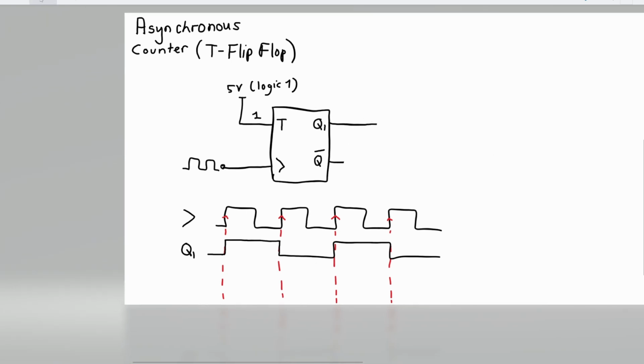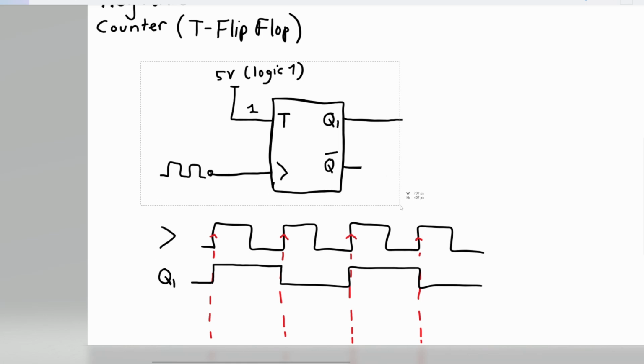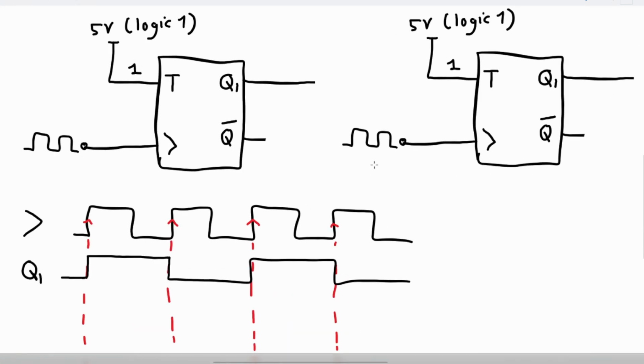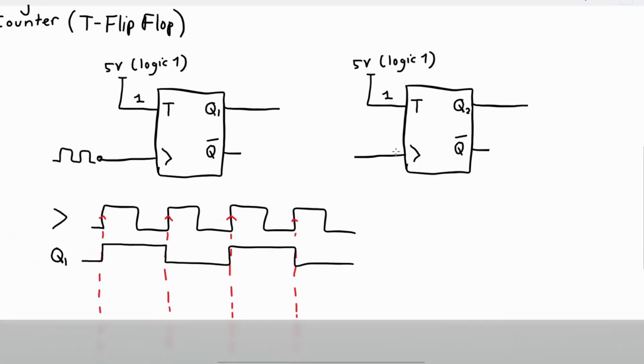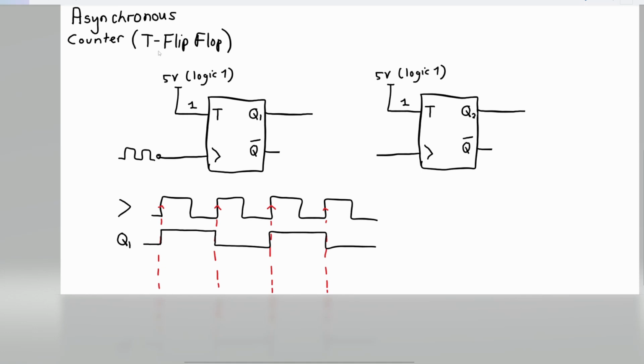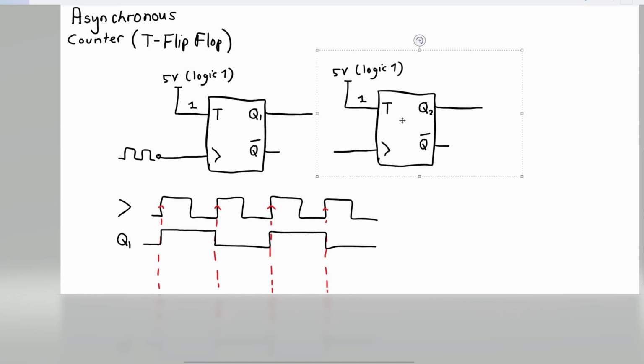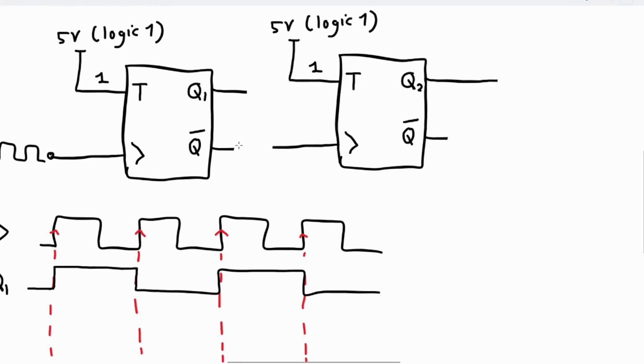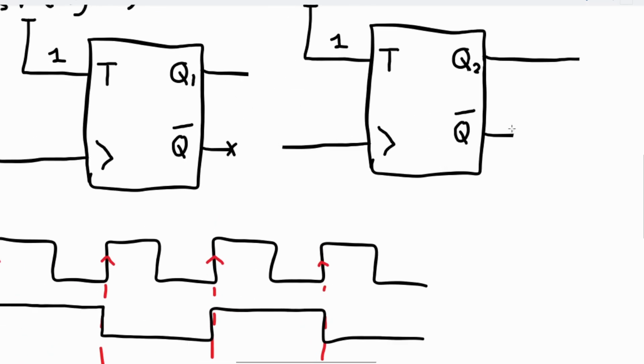So let's copy this. And I'm going to remove this. Remove that. And that's going to be our Q2. I'm going to move this closer. That'll do. Okay, I'm just going to draw an X there because we're not bothered with what Q is. This just means that it's not connected to anything.